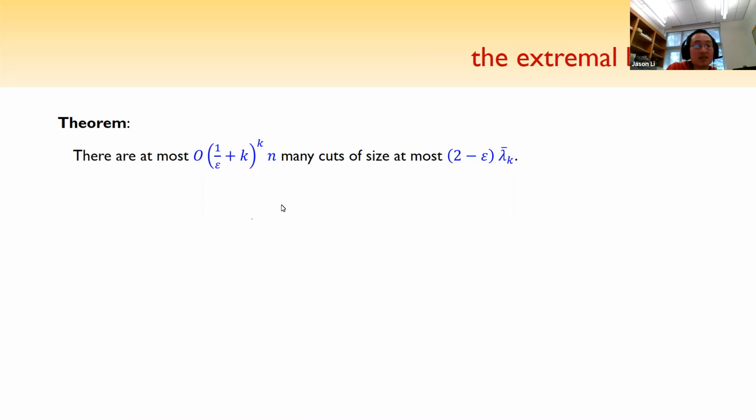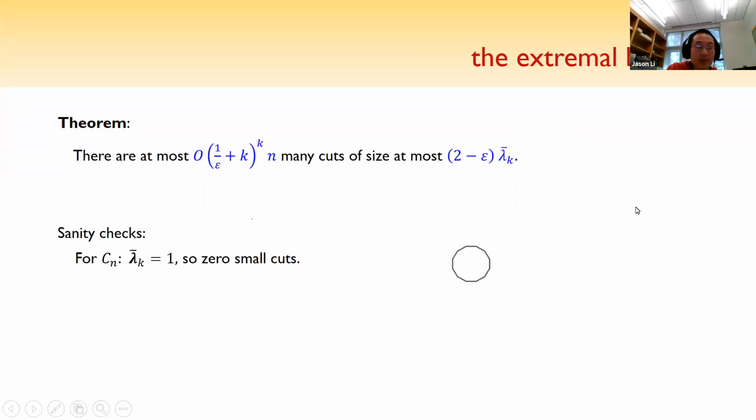So again, this is our extremal statement, and let's first sanity check this statement with, again, the cycle and the clique. For the cycle, lambda k bar is 1. So here we're asking for cuts of size at most (2 minus epsilon) times 1, which is 2 minus epsilon. Now the min cut of the cycle is 2. So there are no small cuts of the graph. So that's okay.